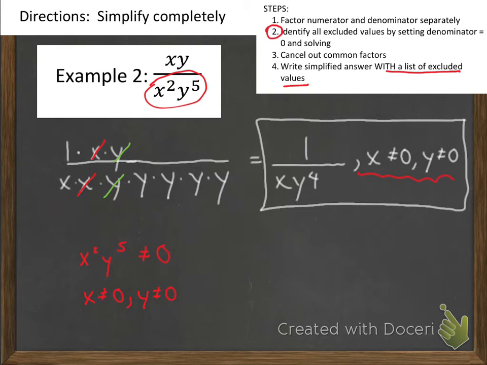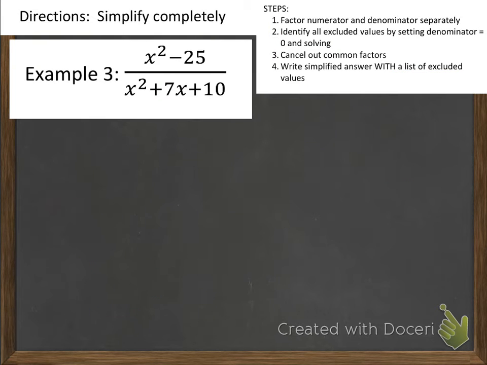All right, let's do another example. Example 3. So this is fun. We're finally getting into polynomials. So x squared minus 25, you might notice, is a difference of squares. So that can be factored as x plus 5 times the quantity x minus 5.